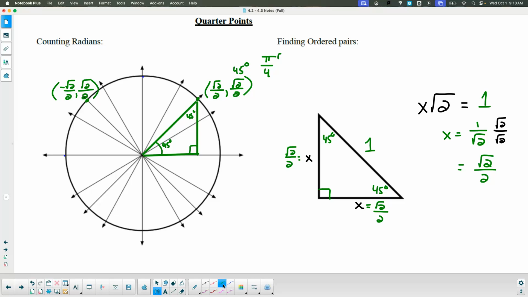I cut quadrant number 2 in half, so quadrant 2 is between 90 and 180, so the halfway point there would be 135 degrees. I cut pi over 2 radians and pi radians in half, so the radian measure here would be 3 pi over 4 radians for that.